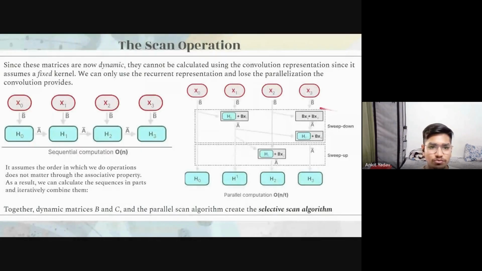If I come back to this image, the same thing is happening here. They are using H0. They are computing this at a time.